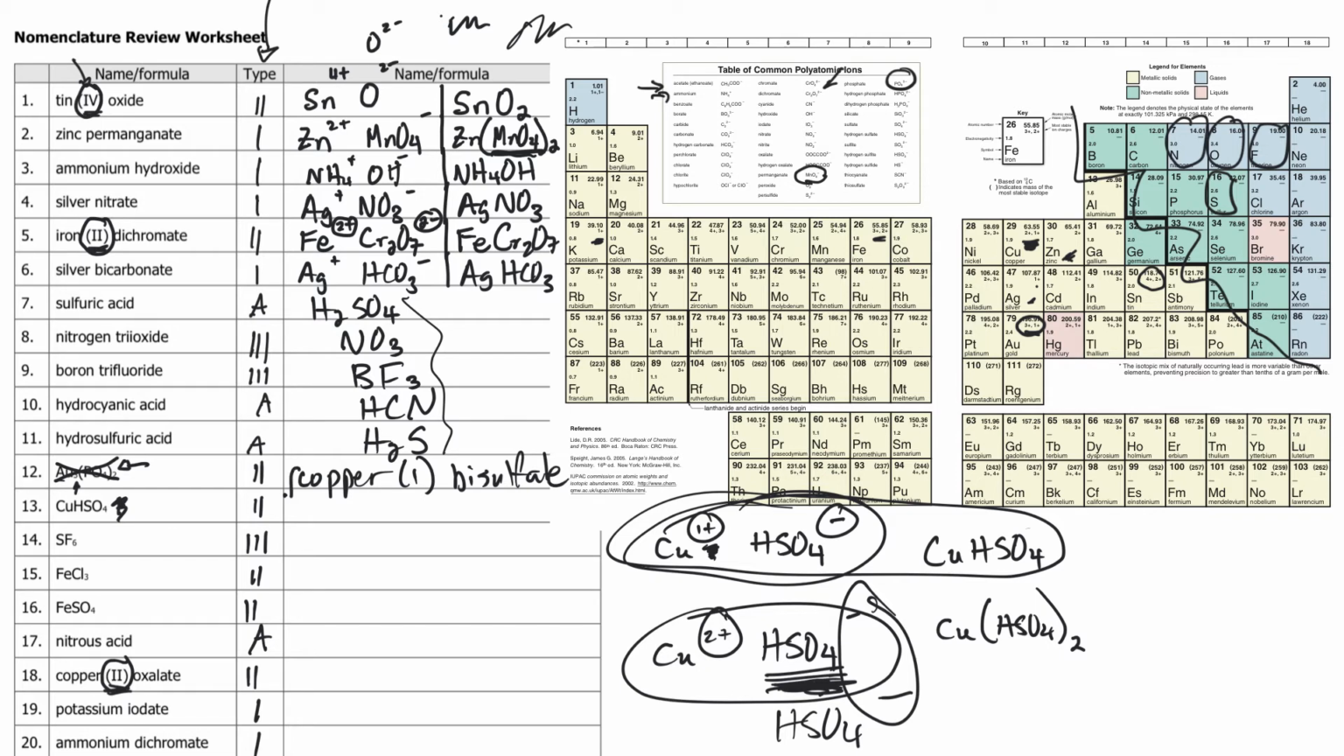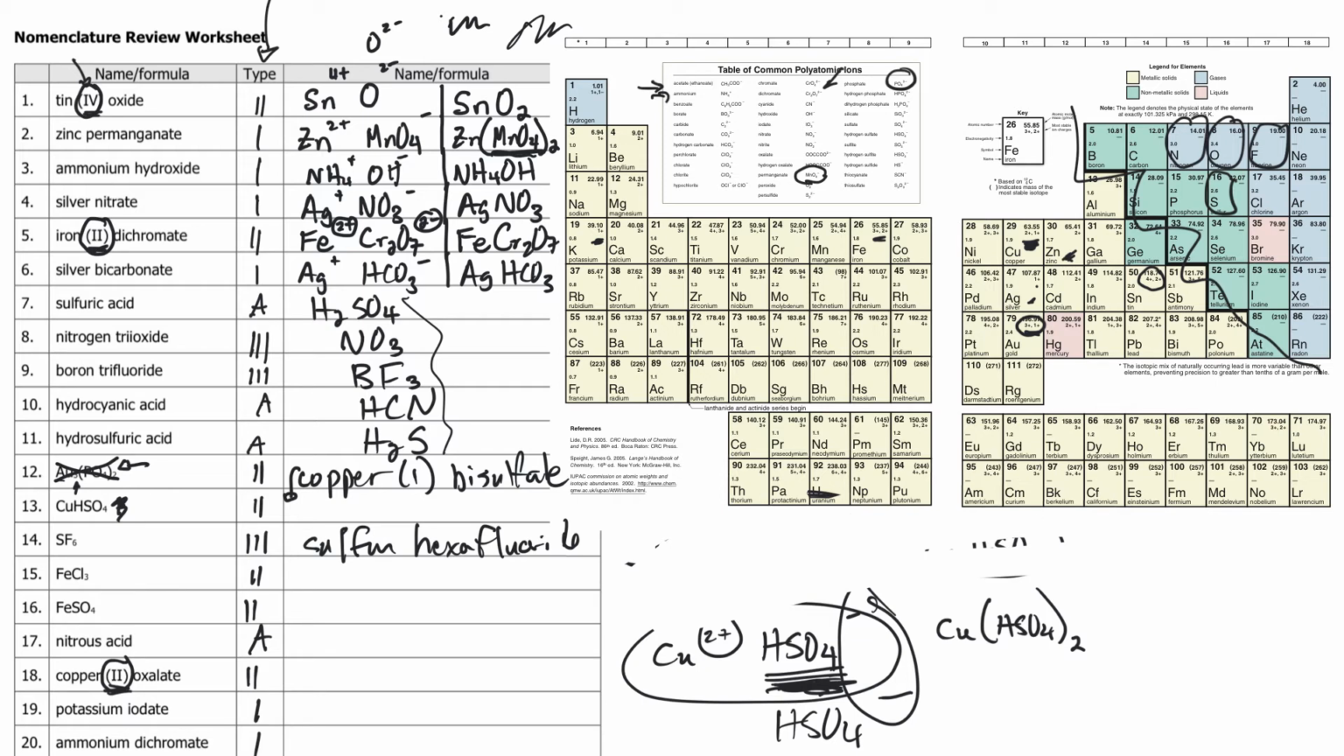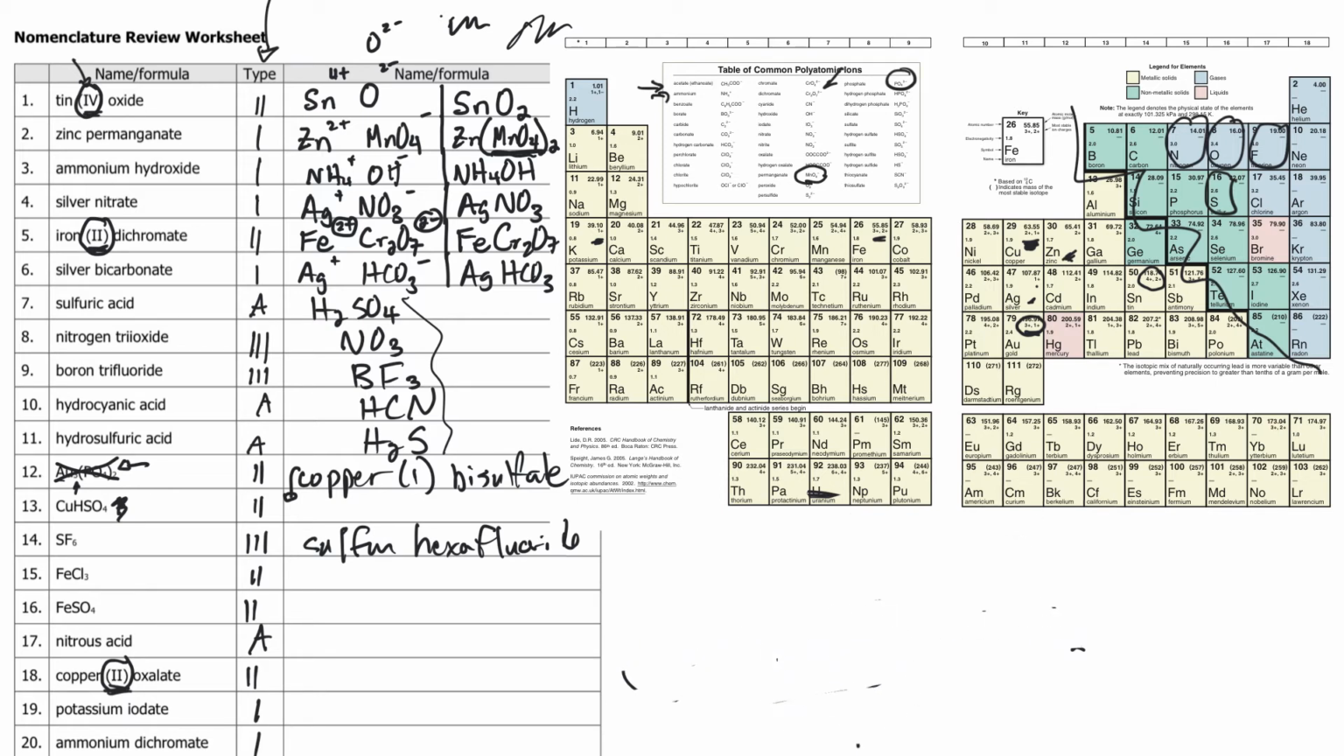Whoops, I put that on the wrong row. It should be there. Next one, it's type 3, so that's sulfur hexafluoride. Iron. Okay, so iron. So I have to know whether it's using the 3+ ion or the 2+ ion. Again, let me erase here.